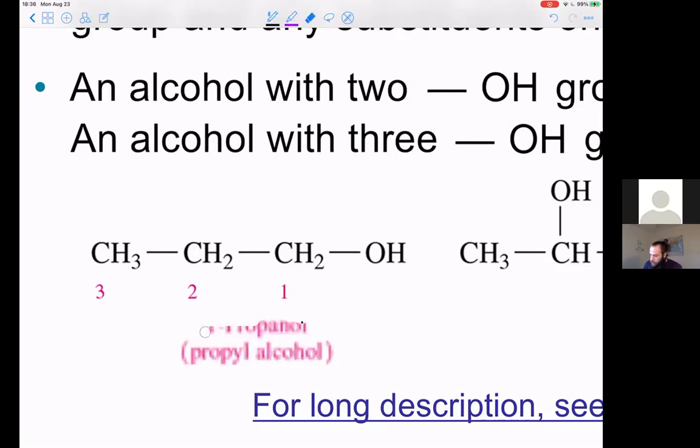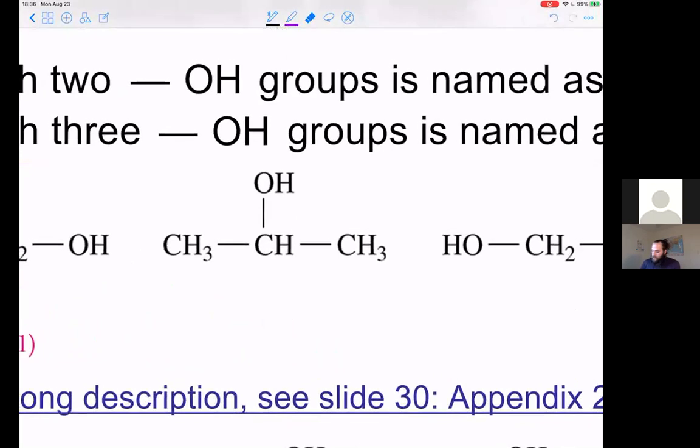Okay, you could also have the nickname propyl alcohol, or the common name rather. This one here, again, it's prop, our 3 carbons, but now our hydroxyl group is on the middle carbon. So when we go through a number, this would be 2-propanol. Common name for this would be isopropyl alcohol. Remember, isopropyl because it has 3 carbons, prop.